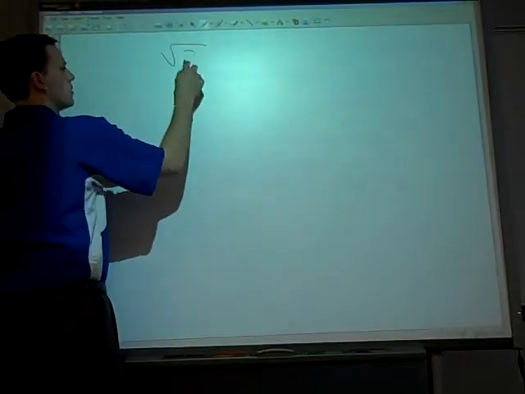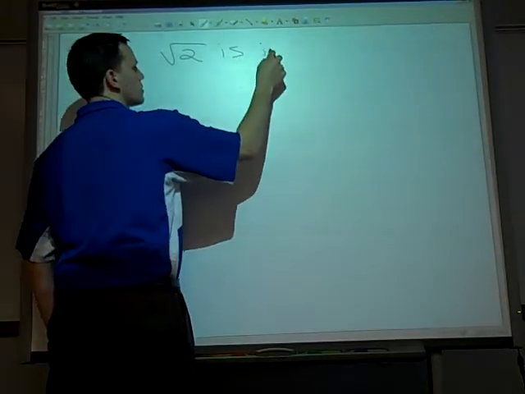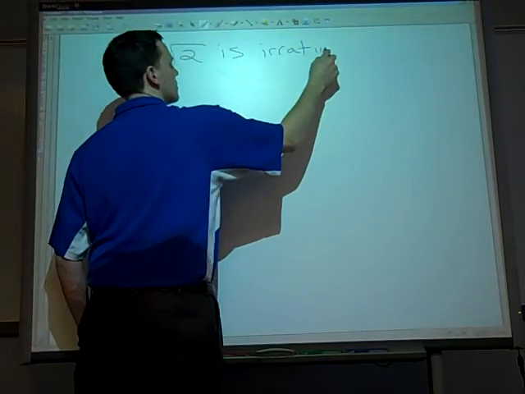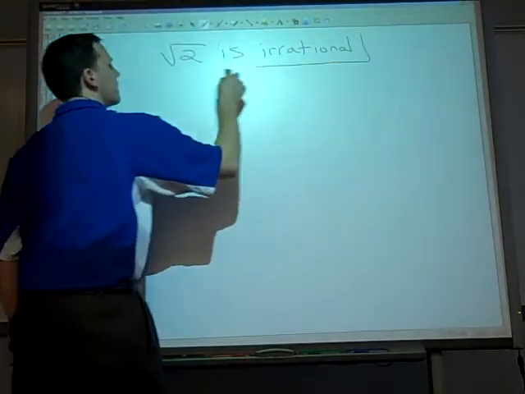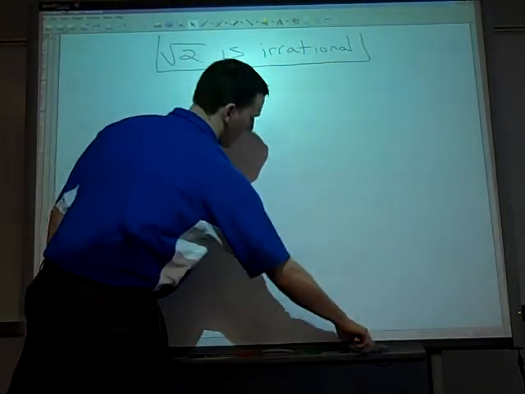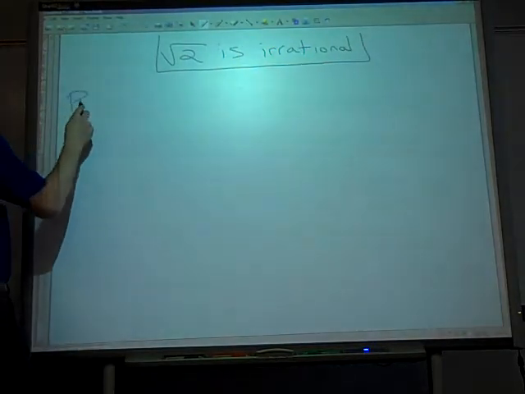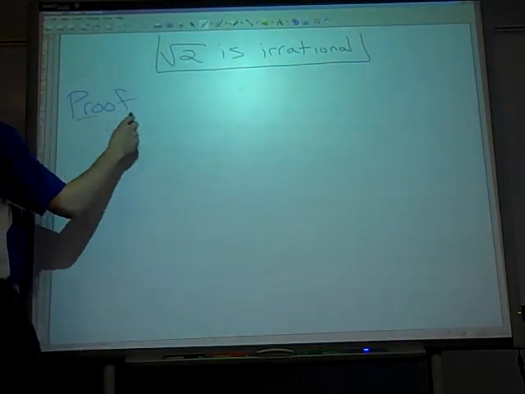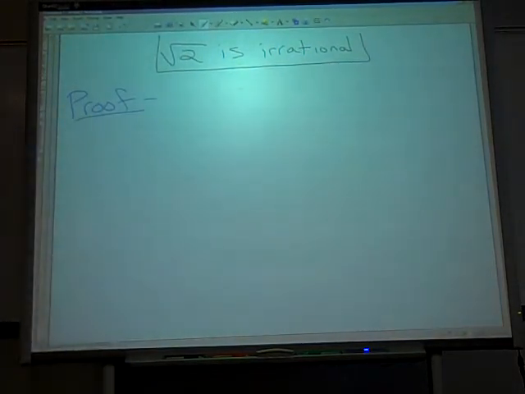Square root of 2 is irrational. Prove it. I will. Proof. Okay, so we'll prove it by contradiction.